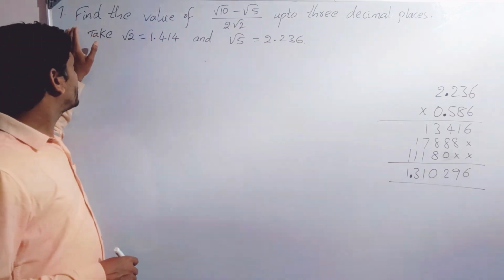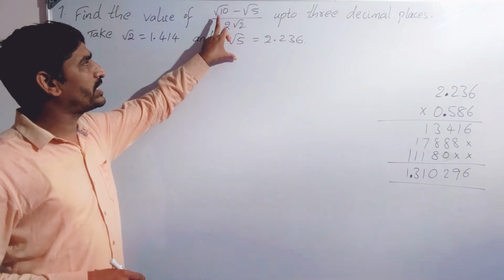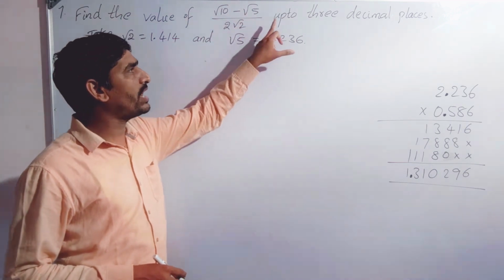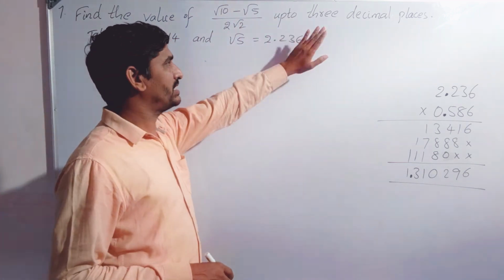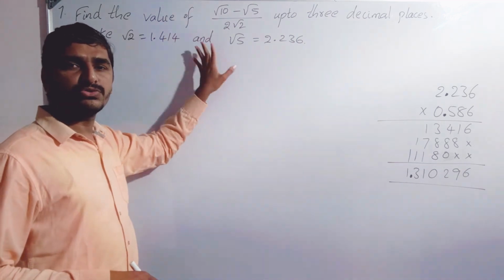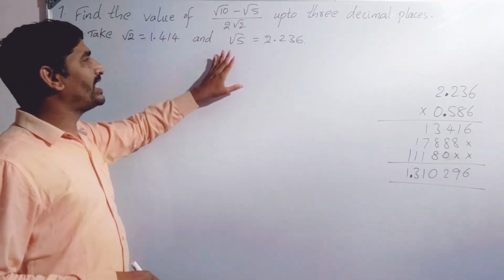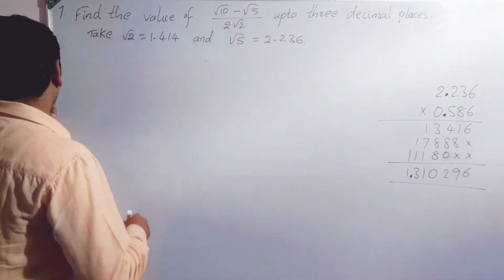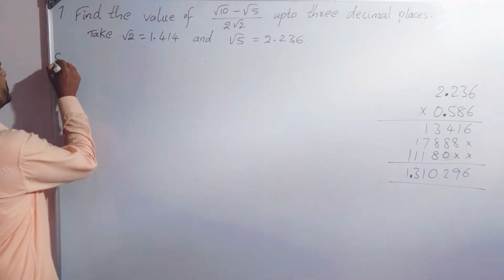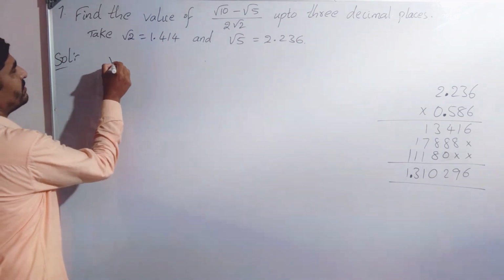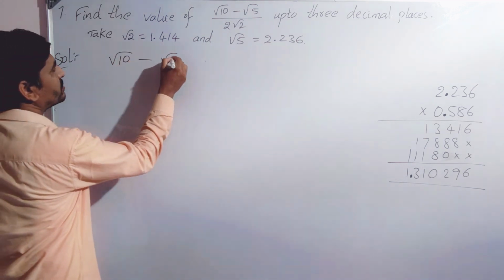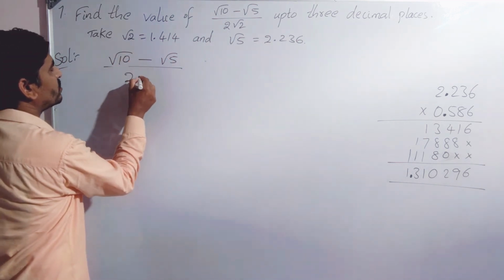Seventh question. Find the value of (10√10 − √5) / (2√2) up to 3 decimal places. Here some values are given that we have to use while solving this question. The values of root 2 and root 5 should be used. See how to find the solution.